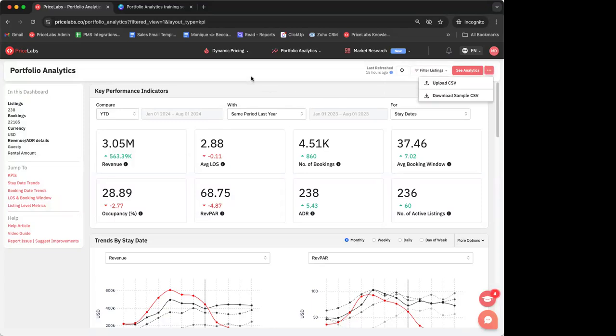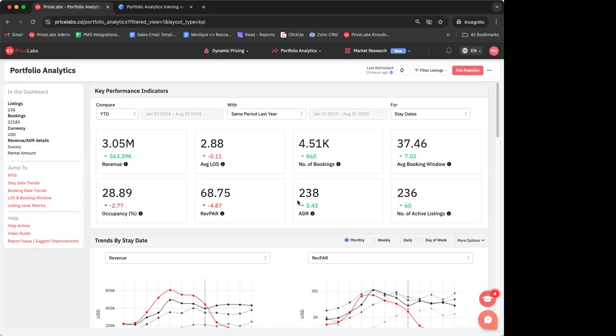It allows you to upload or download. It allows you to upload a CSV if you're missing reservations. That's not going to be available to everyone and is really only important if you've done a PMS transition and your new system did not import all your historical data. So just know it is possible, but you have to request that.